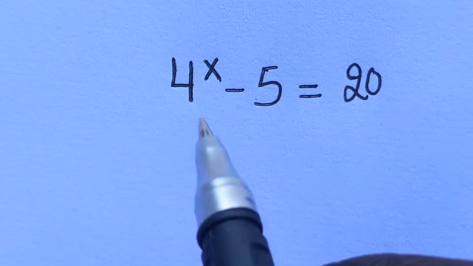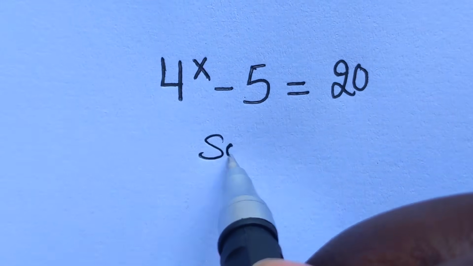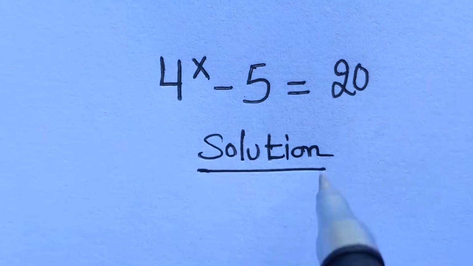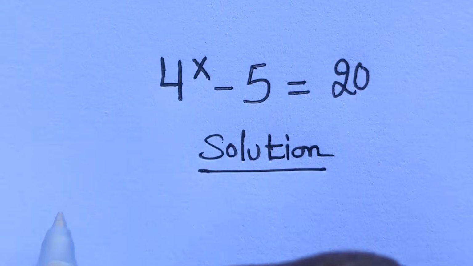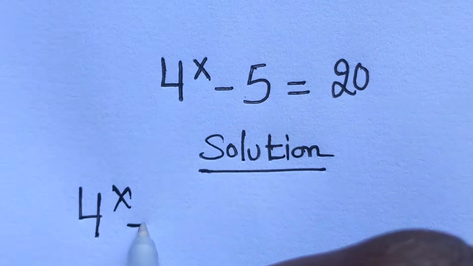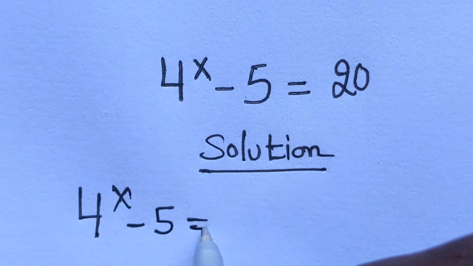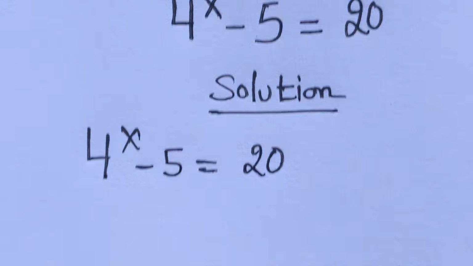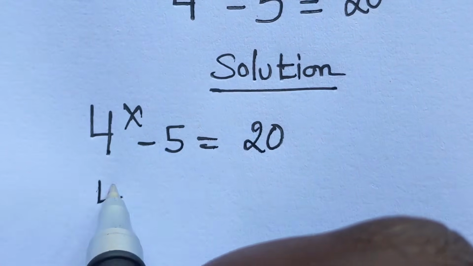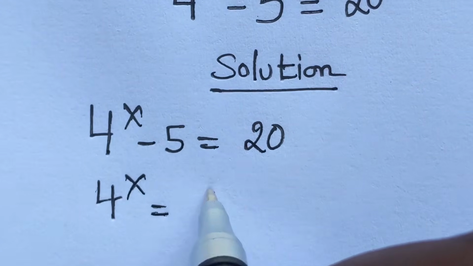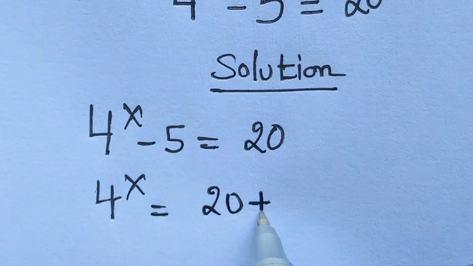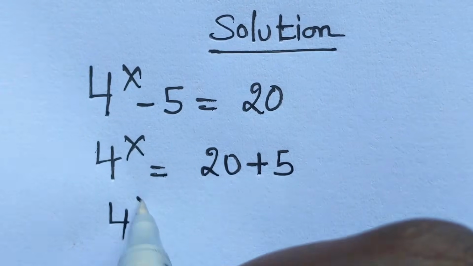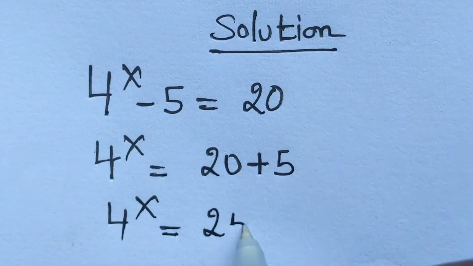This video gives the question: 4 power x minus 5 equals 20. Let's provide the solution very quickly by copying what we have. 4 power x minus 5 equals 20, right? So what we have to do, we have 4 power x, which equals 20 plus 5. So we shall write this as 4 power x equals 25.